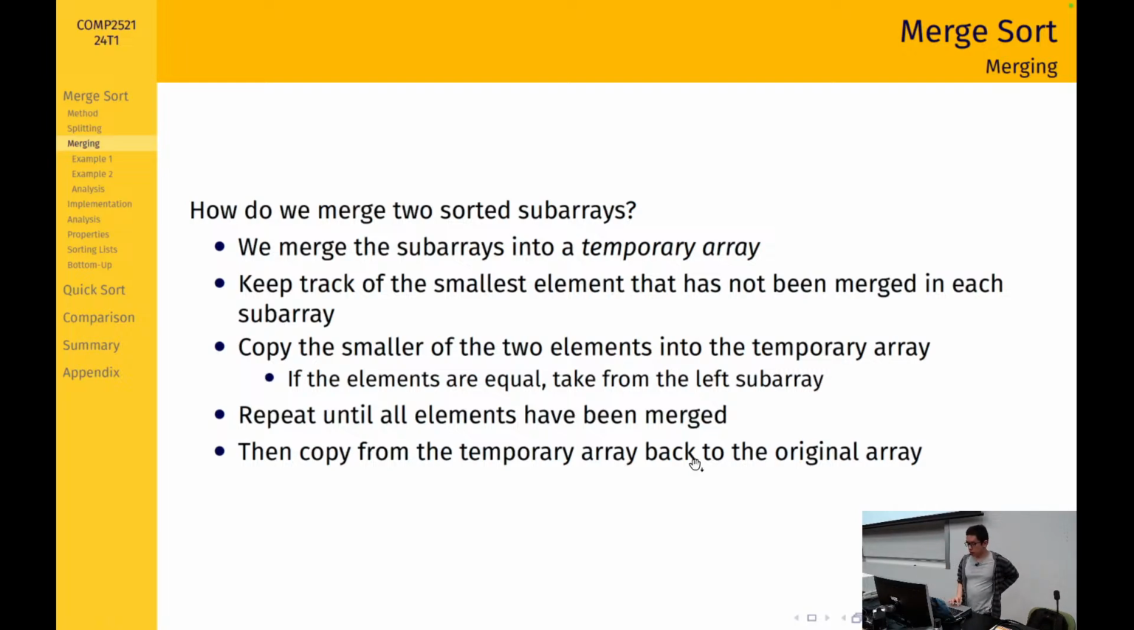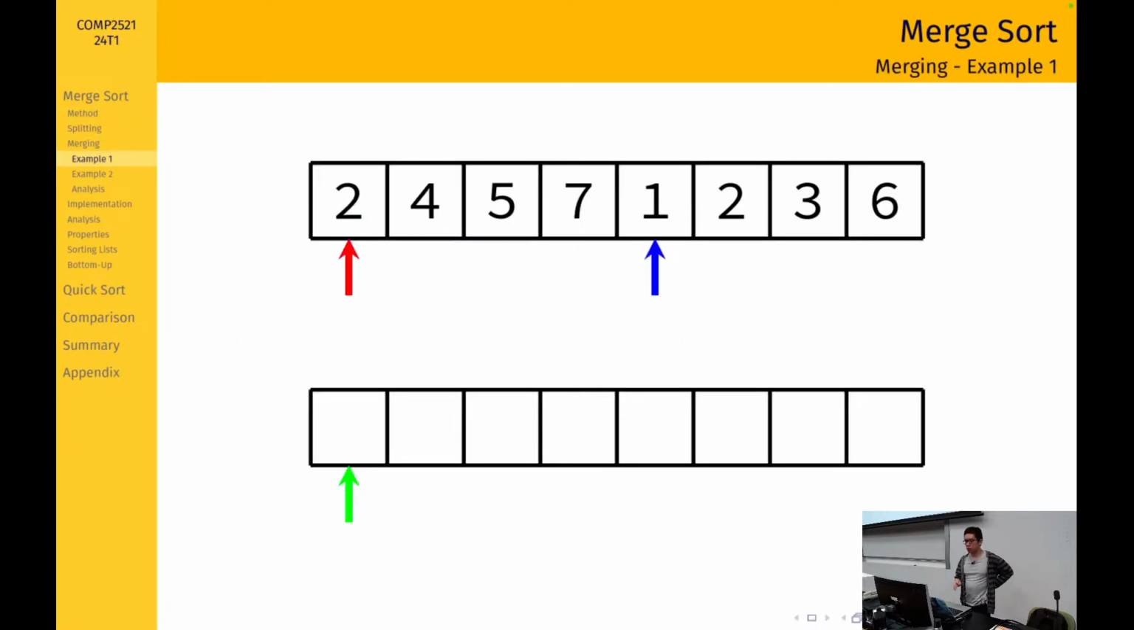Now, I'm not going to read these points here, but I'll just show you the visuals. Suppose we have two sorted subarrays here. We have 2, 4, 5, 7, so that's one sorted subarray. Then we have 1, 2, 3, 6, that's another sorted subarray. The reason I'm putting them right next to each other is because that's what the array actually looks like during merge sort. It's just an array where all the elements are contiguous.